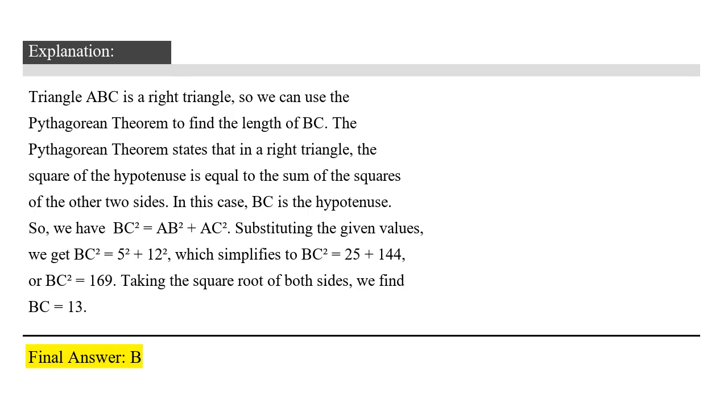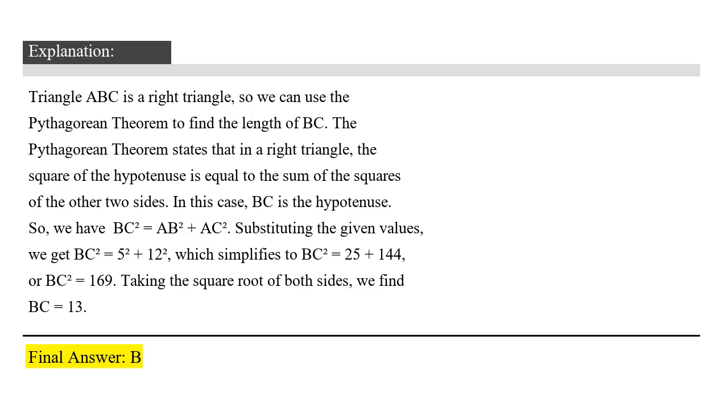Triangle ABC is a right triangle, so we can use the Pythagorean theorem to find the length of BC. The Pythagorean theorem states that in a right triangle, the square of the hypotenuse is equal to the sum of the squares of the other two sides. In this case, BC is the hypotenuse. So, we have BC squared equals AB squared plus AC squared.